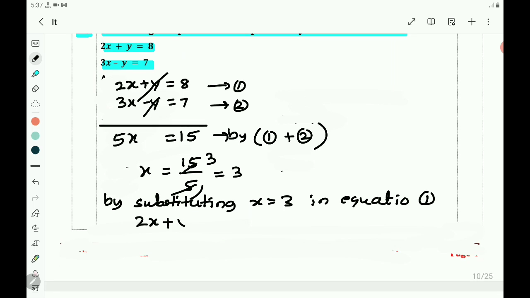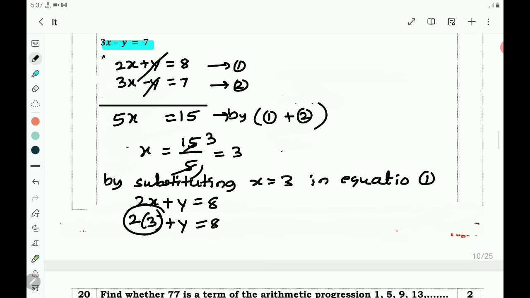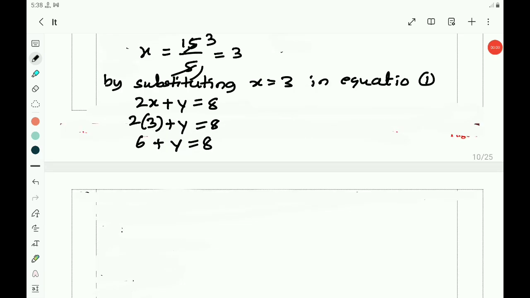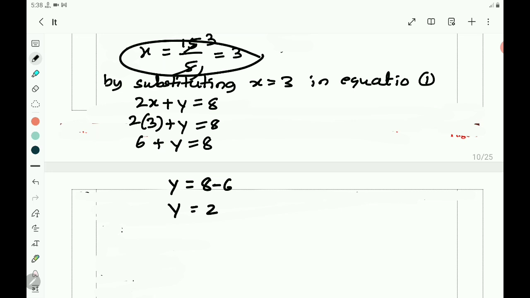2x plus y equals 8. 2x is 2 into x, that is 2 into 3, plus y equals 8. 2 into 3 is 6. 6 plus y equals 8. y is equal to 8, transfer this 6 to the RHS, it becomes minus 6. So you got y is equal to 2. You got x equals 3 and y equals 2.